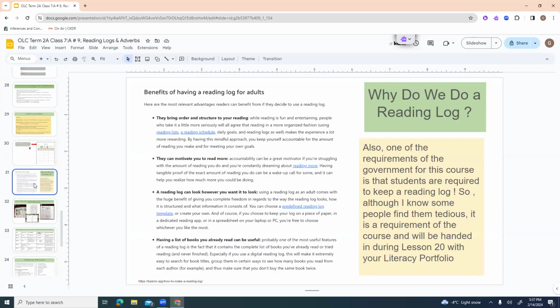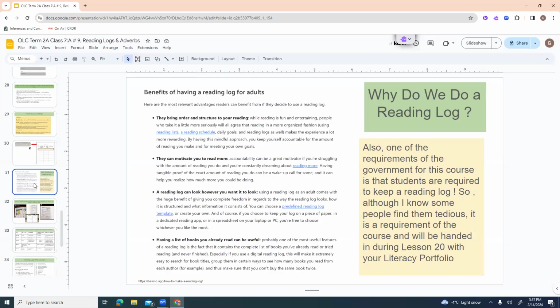They bring order and structure to your reading. While reading is fun and entertaining, people who take it a little more seriously agree that reading in a more organized fashion, using reading lists or a reading schedule, daily goals, can make the experience a lot more rewarding. By having this mindful approach, you keep yourself accountable for the amount of reading you do and for meeting your own goals. Sometimes reading logs can motivate you to read more.